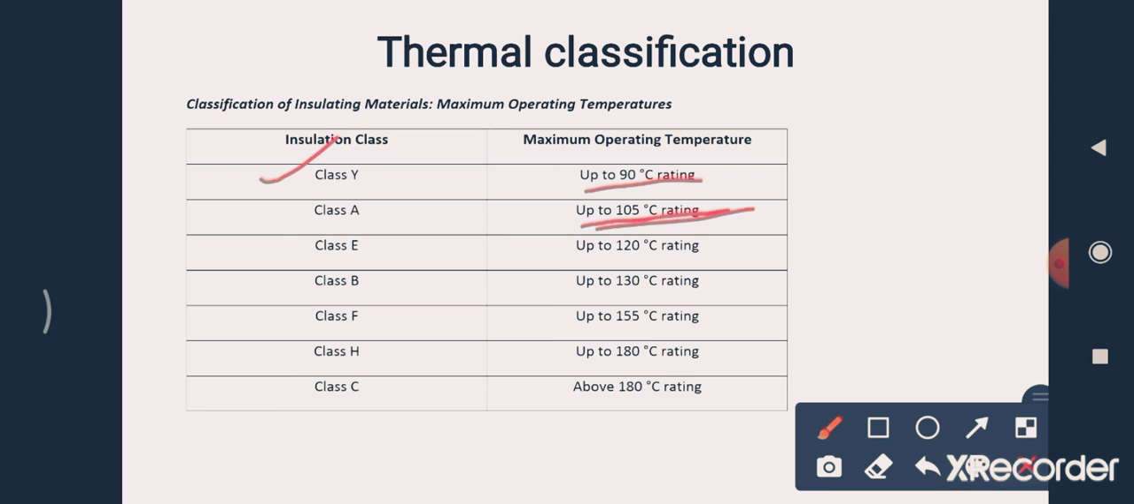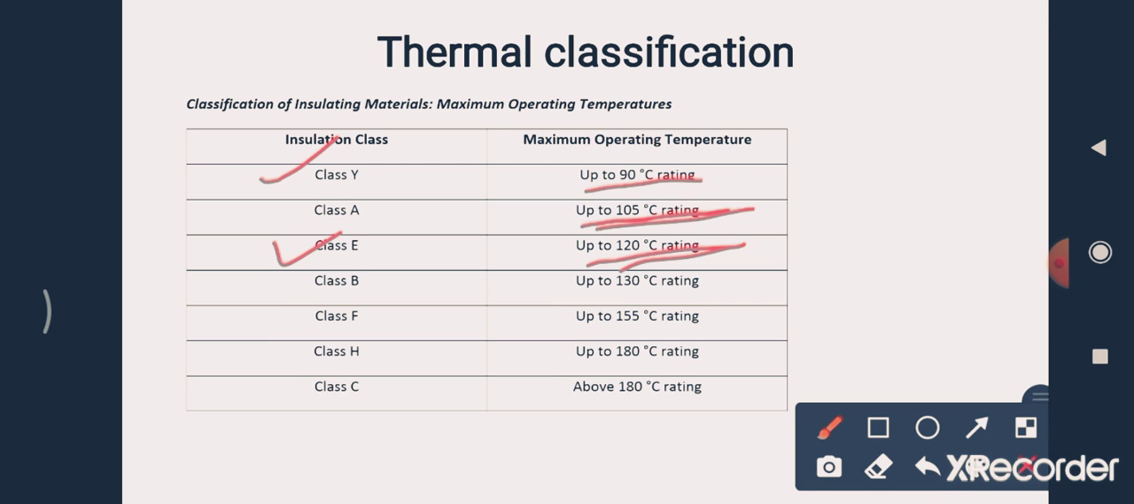Next insulating material is Class E insulating material. Class E insulation consists of materials or combinations of materials which by experience or test can be shown to be capable of operation at Class E temperature. Class E insulating material can withstand up to 120 degrees Celsius.